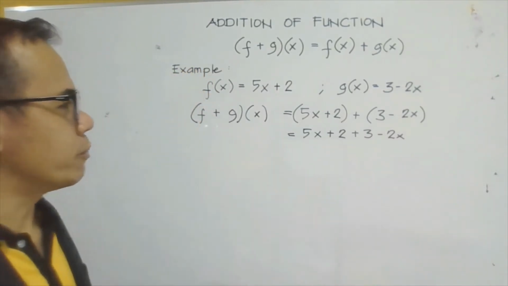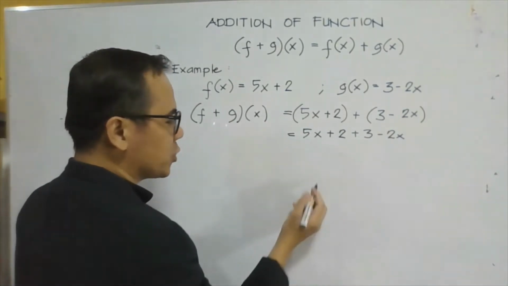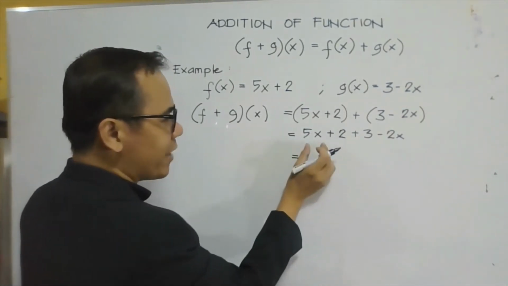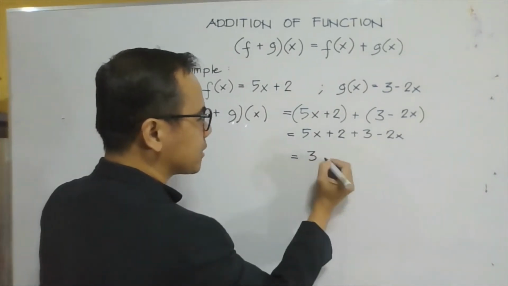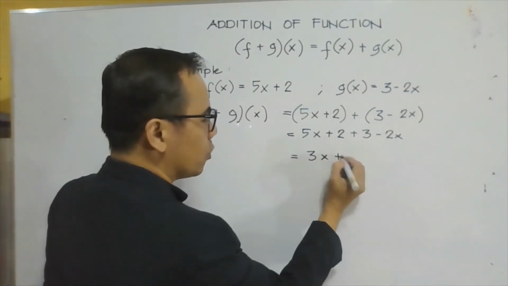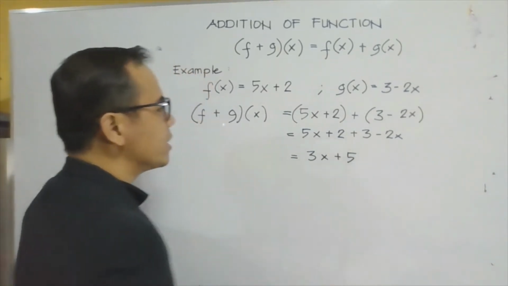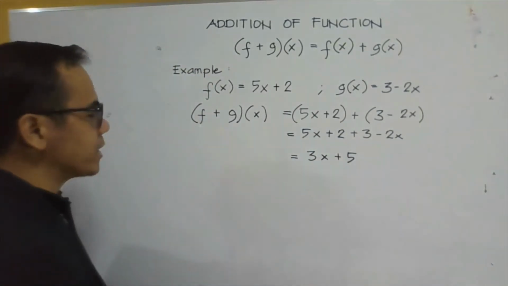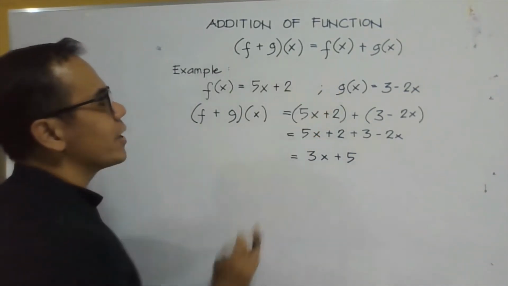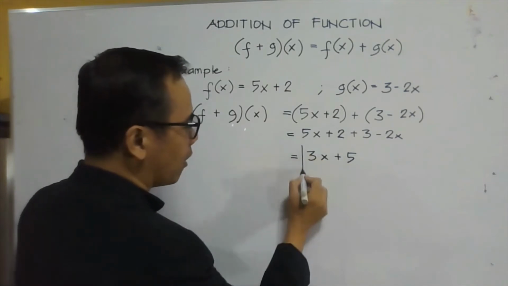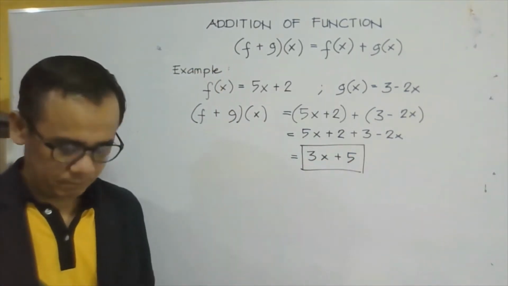And then we have to combine the similar terms. So we have here 5x and negative 2x. So 5x minus 2x is equal to 3x. And then we have 2 plus 3 is equal to 5. So this is now our answer for the addition of the two functions, the function of f and the function of g. Okay, follow?